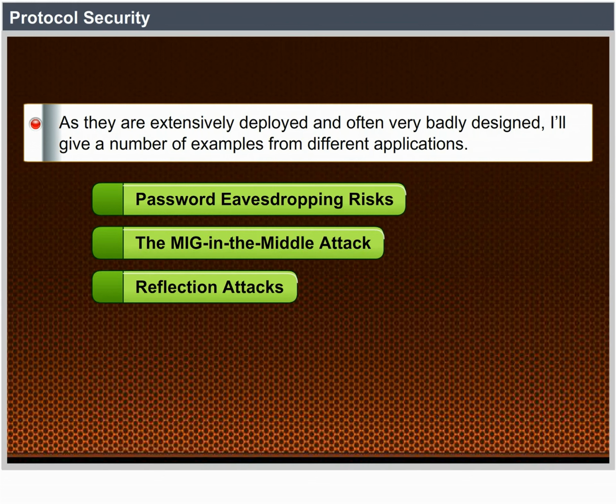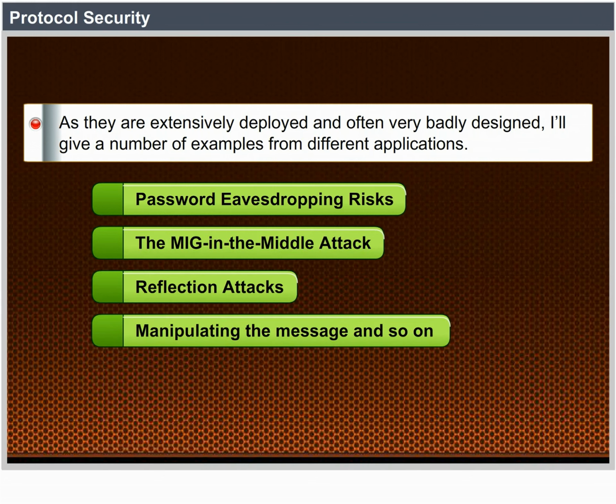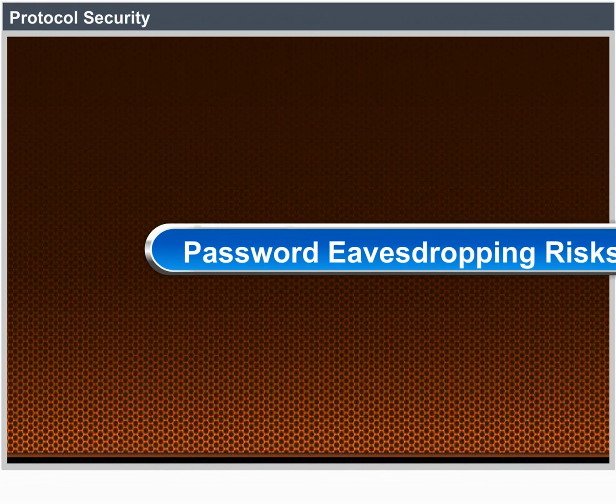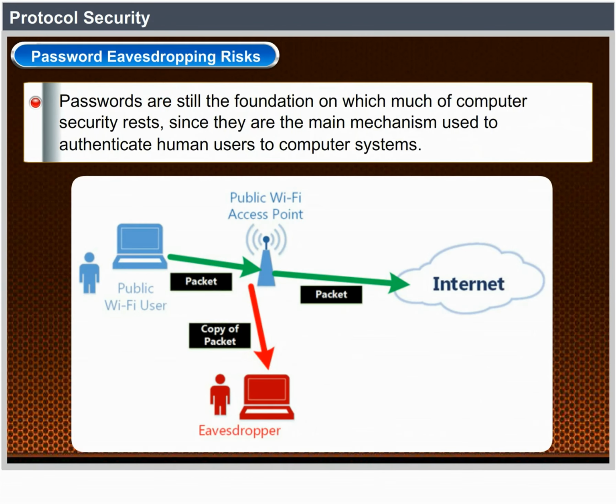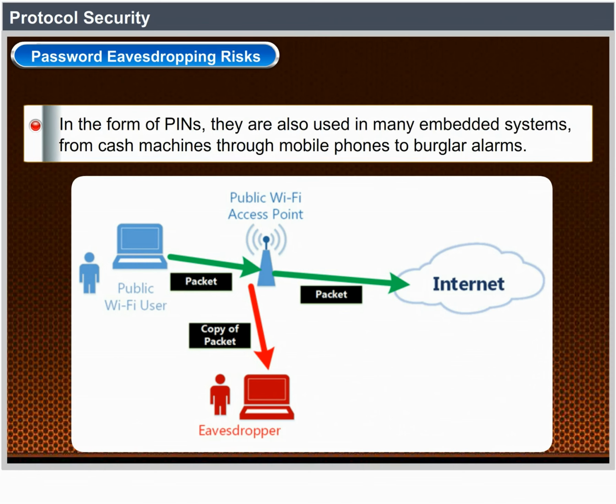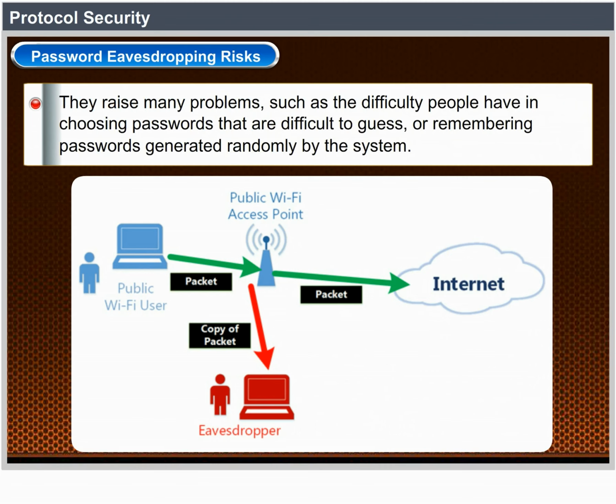Password eavesdropping risks. Passwords are still the foundation on which much of computer security rests, as they are the main mechanism used to authenticate human users to computer systems. In the form of PINs, they are also used in many embedded systems, from cash machines through mobile phones to burglar alarms. They raise many problems, such as the difficulty people have in choosing passwords that are difficult to guess or remembering passwords generated randomly by the system.